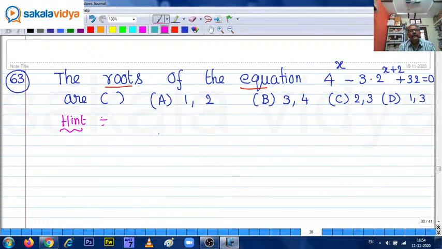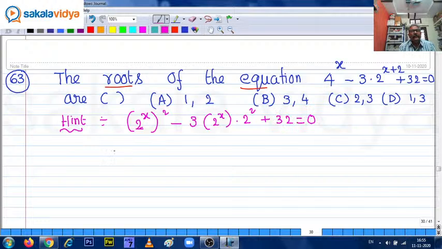4 power x can be written as (2 power x) whole square. 2 square is 4, and this will be 4 to the power of x only. Minus 3 times 2 power (x plus 2) can be written as 2 power x into 2 square, plus 32 equals 0. Let us say this 2 power x is equal to a. That implies we get a square minus 3 into 2 square, which is 4, so 12a, plus 32 equals 0.